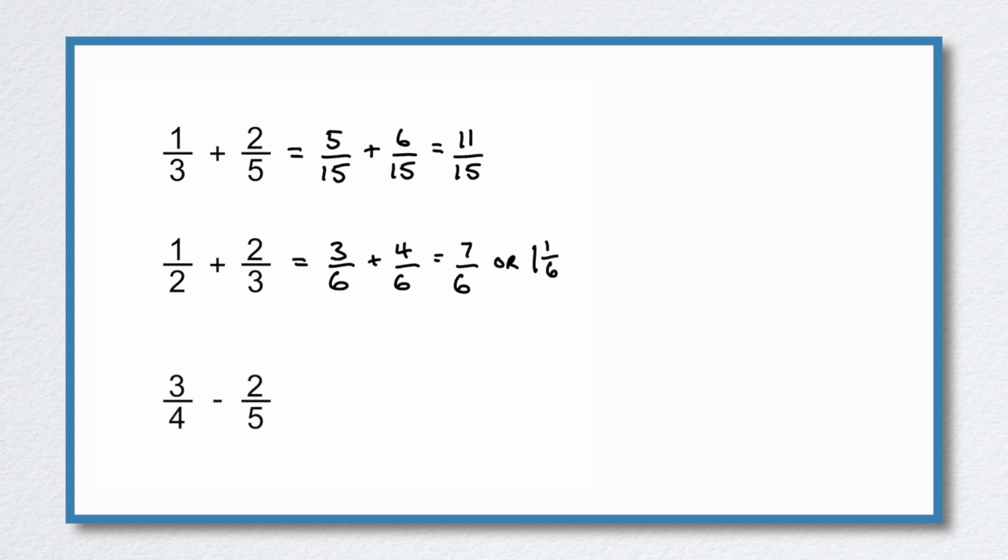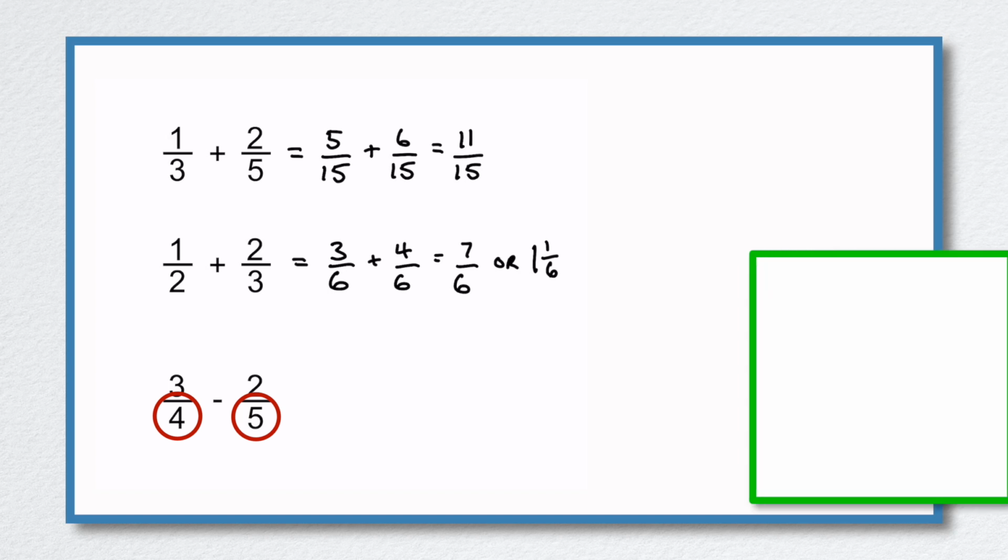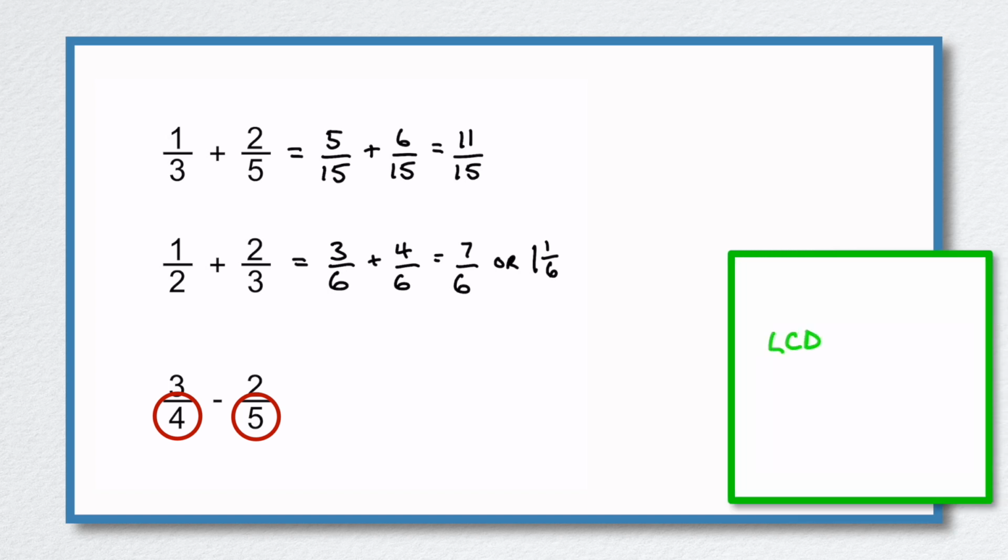3/4 subtract 2/5. We look at the denominators. Are they the same? The answer to that is no. Is one denominator a multiple of the other? Again, the answer to that is no. So the lowest common denominator must be 4 multiplied by 5.